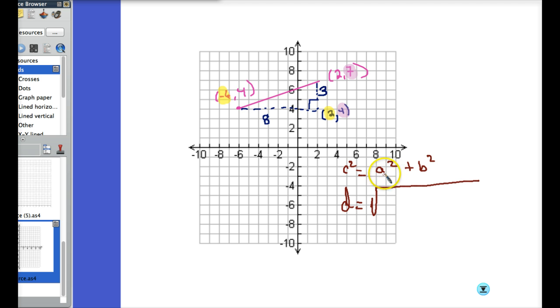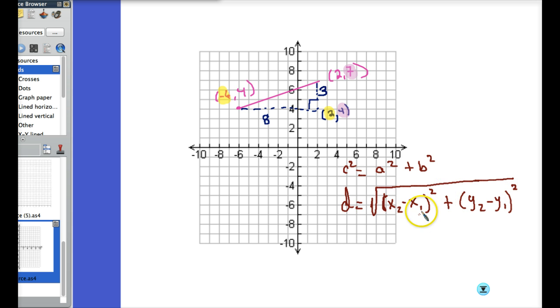Couple more substitutions. To find a, which is 8, all I have to do is take my x coordinates and subtract them. So I can take my x2 minus x1, subtract them and square them. So that's my a squared. To find b, all I have to do is take my y coordinates and subtract them. So I can do y2 minus y1 and square it.